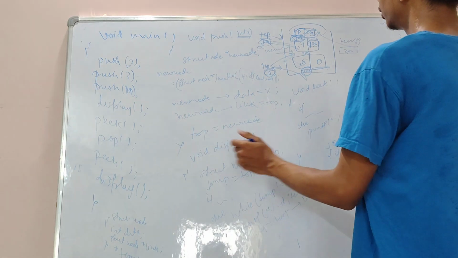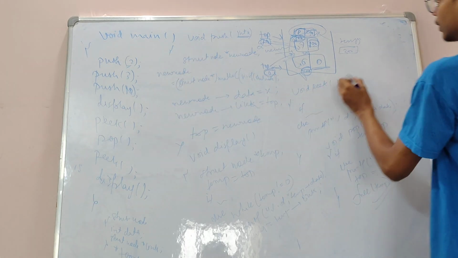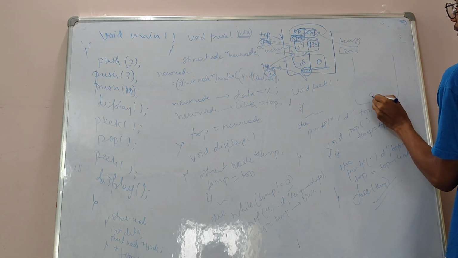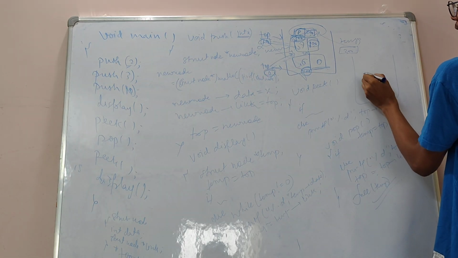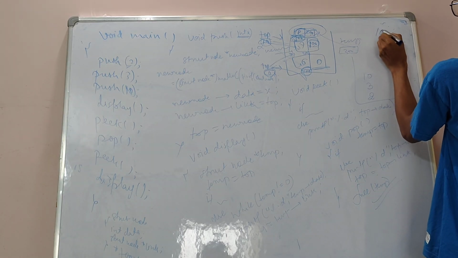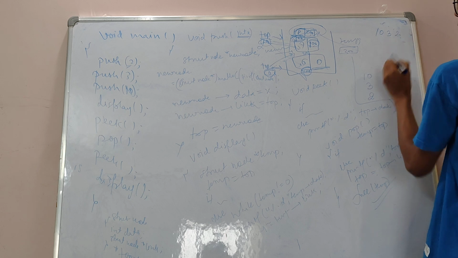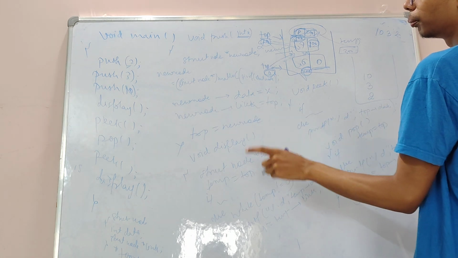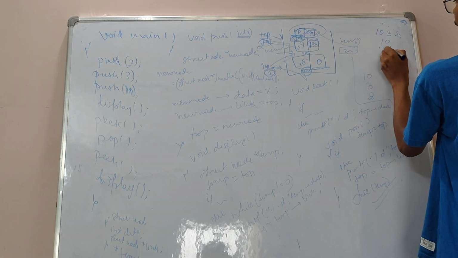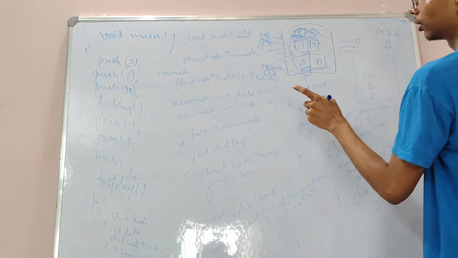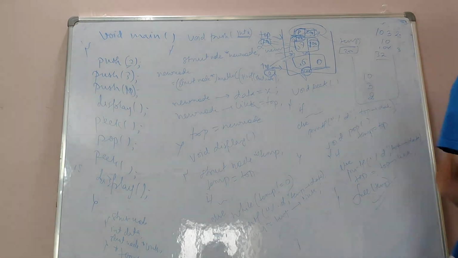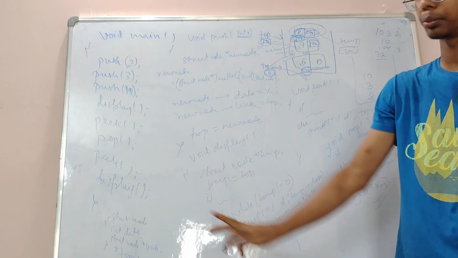Now accordingly I will see what the values are. So here push 2, 3, 10. So it will be like this, 2, 3 and 10, and then display. So it will give output as 10, 3, 2, and then peek it will give 10, and then pop will remove 10, and then peek it will give 3, and display it will give 3, 2. So this will be the output of this program.